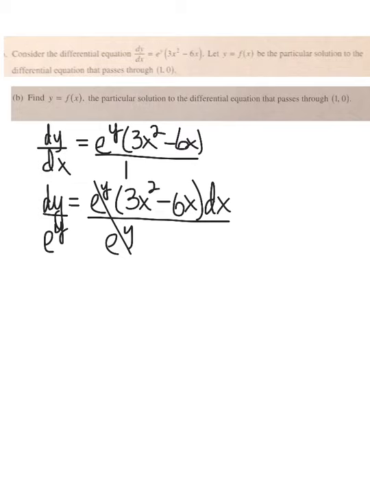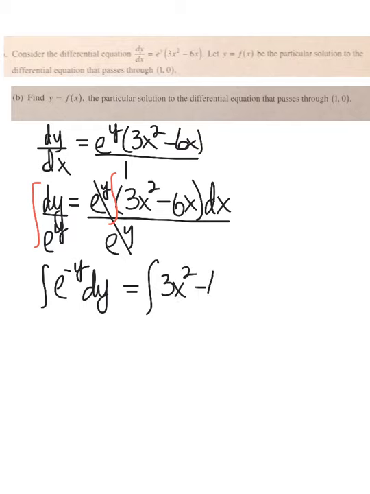Our next step then would be to integrate both sides, right? So I'm going to integrate the left, and I'm going to integrate this right-hand side. Now the left-hand side there, I would probably want to change that a little bit, make that look a little bit prettier. So let's make this the integral of e to the negative y dy equals the integral of 3x squared minus 6x dx.